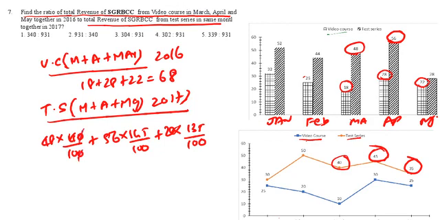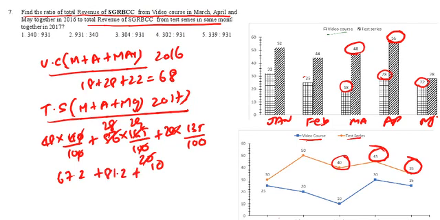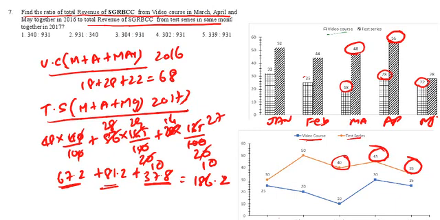0, 0 cancel. 672 by 10, that is 67.2 plus 56 into 29, 812 by 10, 81.2 plus 28 into 27, that is 37.8. So 67.2, 37.8, 81.2. Totally equal to 186.2. Now the ratio of 68 is to 186.2.